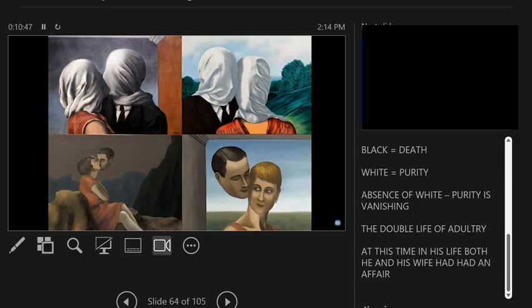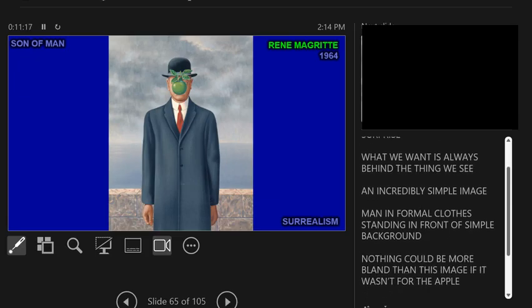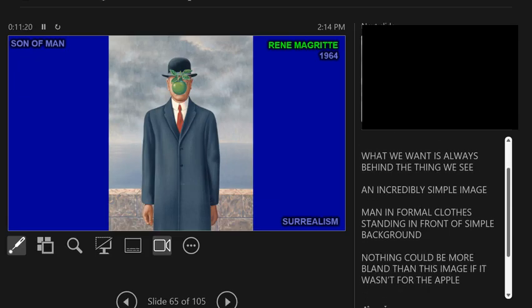Now, I was asking you, is that a gray wall back there? Because take a look at the painting in the lower right. This is almost the same room, or the same architecture we have up here that we have down here. And then here it looks like open air. Take a look at this guy right here. Surrealism gives us the element of surprise. And what we want is always behind the thing that we see.